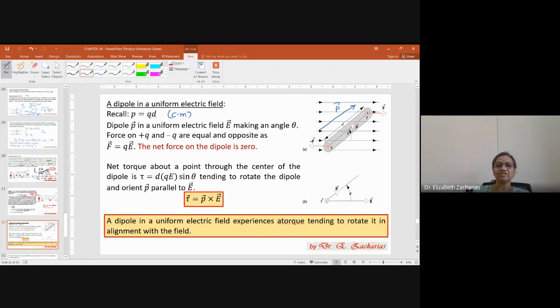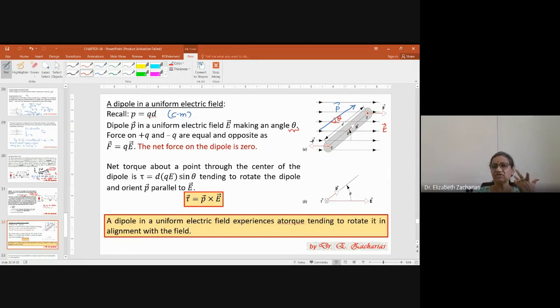So let E be the electric field. And so here is your E. It's a uniform field, so we are drawing a series of parallel lines to represent the uniform field. And then we put our dipole here. The only thing we are doing is making the dipole make an angle theta with the electric field. Look at the P vector. The P vector is from the negative charge to the positive charge, and it is going to make an angle theta with the E vector.